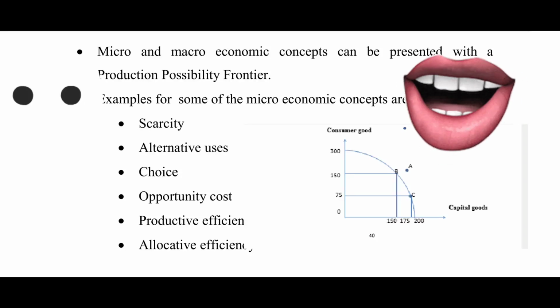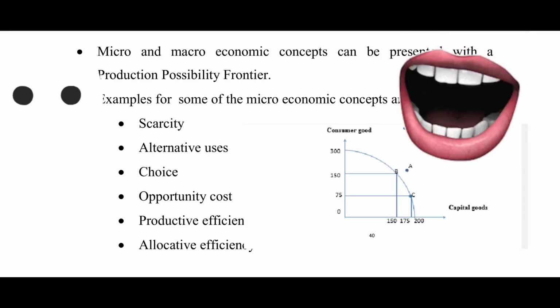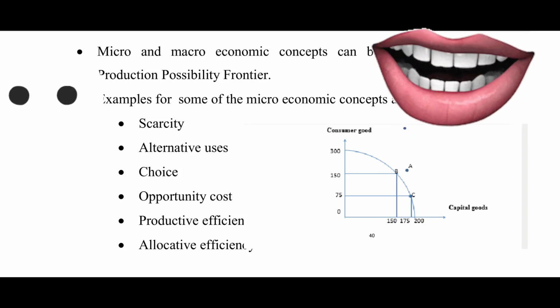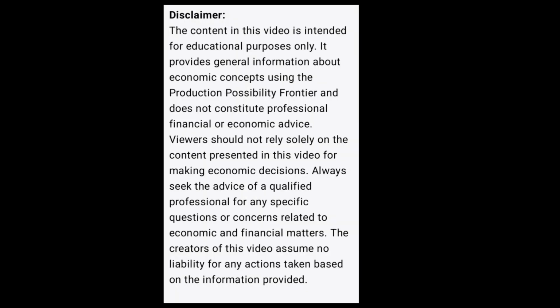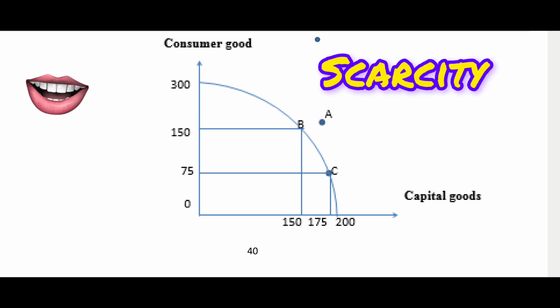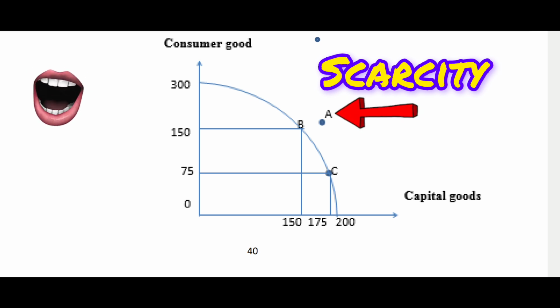In this presentation, we will explain how microeconomic concepts can be illustrated using a production possibility frontier, or PPF. Let's begin with the first concept, scarcity. Scarcity means that resources are limited. On the PPF, point A shows scarcity. The resources of the economy are not enough to produce the combination of goods shown at point A.